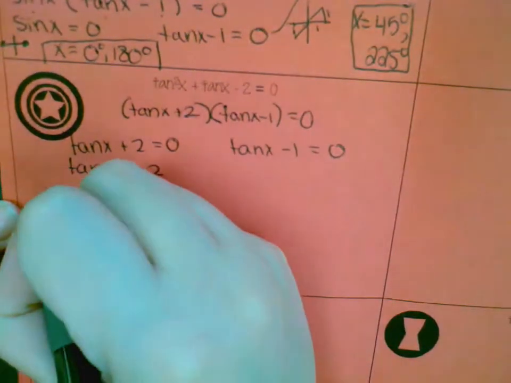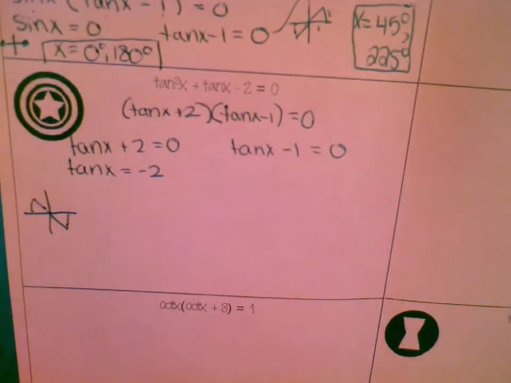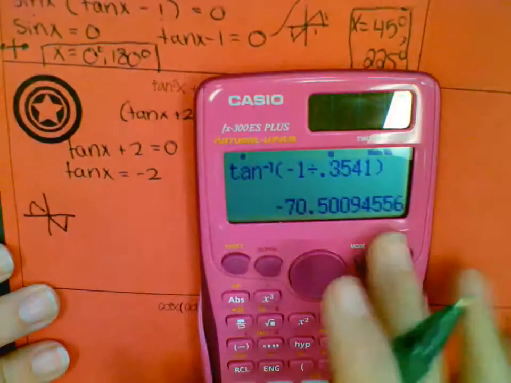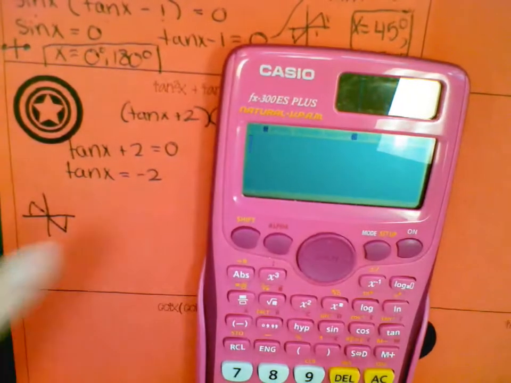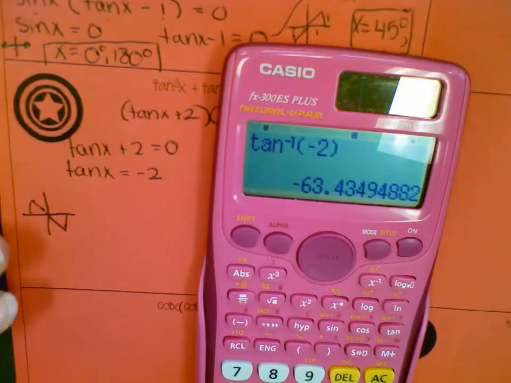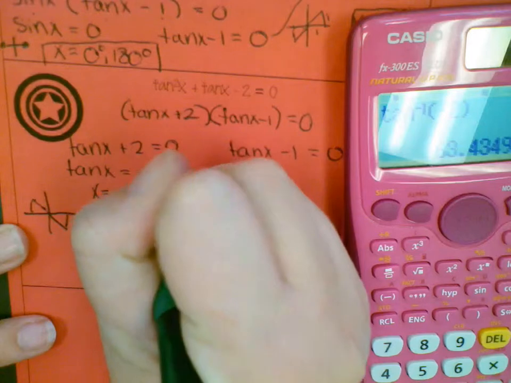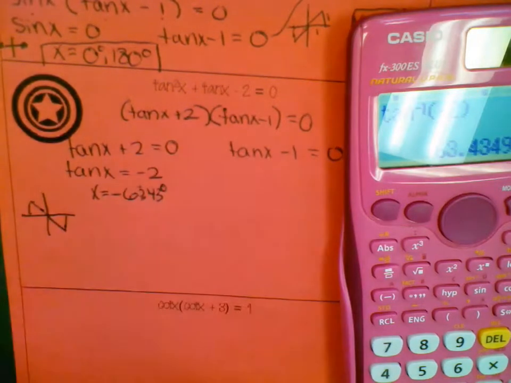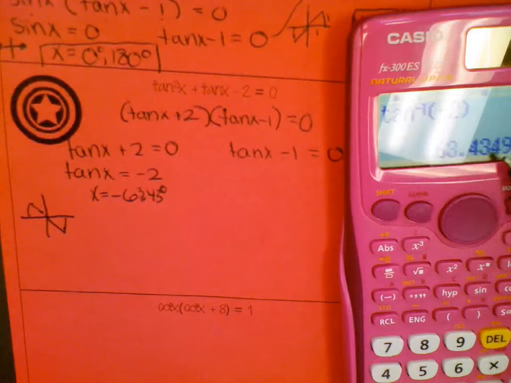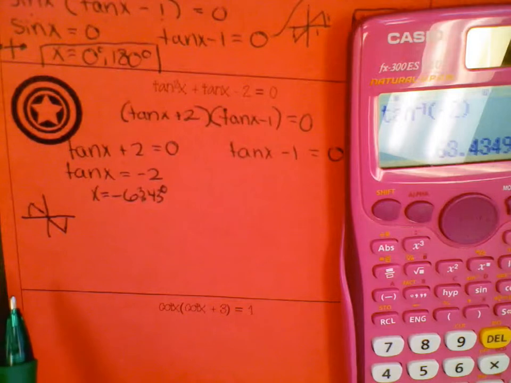So tangent is negative in quadrants 2 and 4, but -2 over 1 is not one of our special values, so that means we're going to have to use our calculator to help us figure it out, and we'll have a decimal as an answer. Okay, so if we take the inverse, we would have tangent inverse of -2. So we get that x equals -63.43 degrees. Okay, and your calculator is really smart, and it knows that the reference angle is going to be negative because tangent was negative, so that's telling you that it should be in those quadrants because tangent's negative.